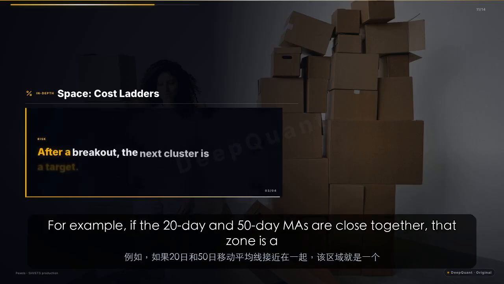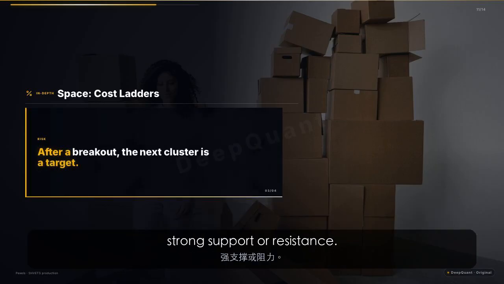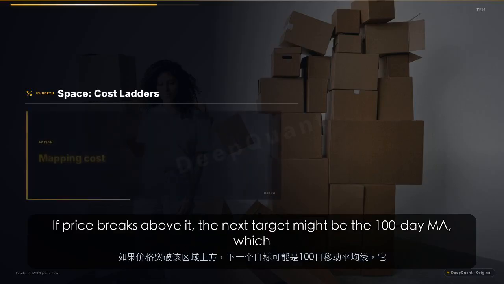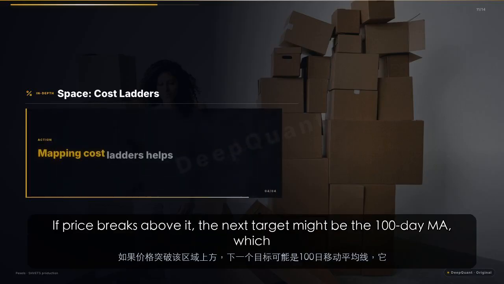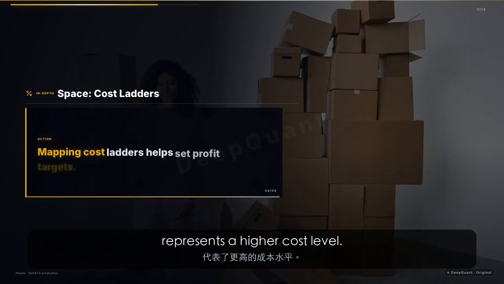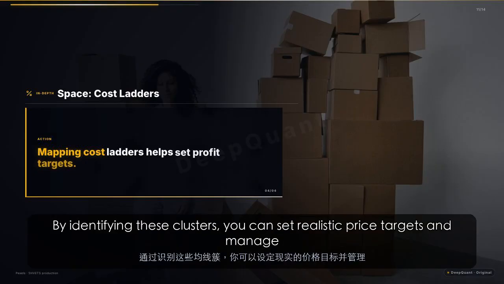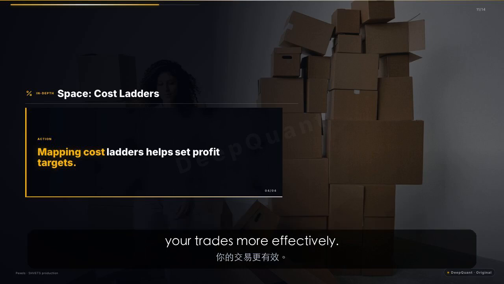For example, if the 20-day and 50-day MAs are close together, that zone is a strong support or resistance. If price breaks above it, the next target might be the 100-day MA, which represents a higher cost level. By identifying these clusters, you can set realistic price targets and manage your trades more effectively.